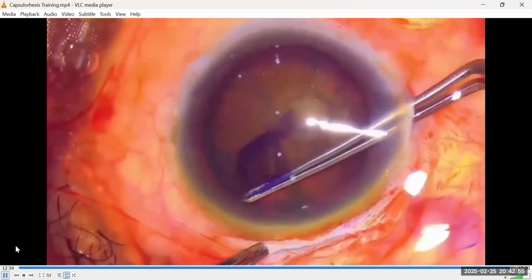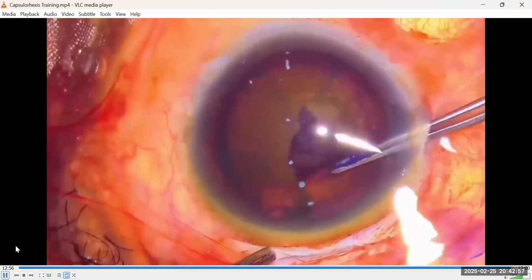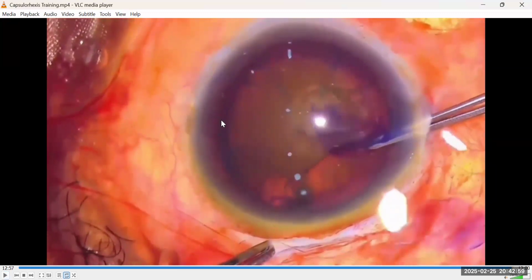Whichever I did, I was looking at the tear as it's coming. If the tear is going haywire, I pull out. If it is going as planned, I continue circumferential. If it is going haywire, I pull out. If it's going as planned, I continue circumferential.